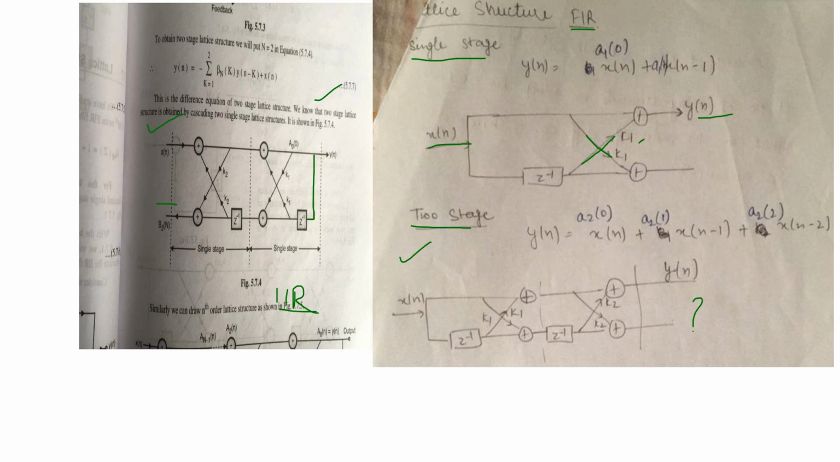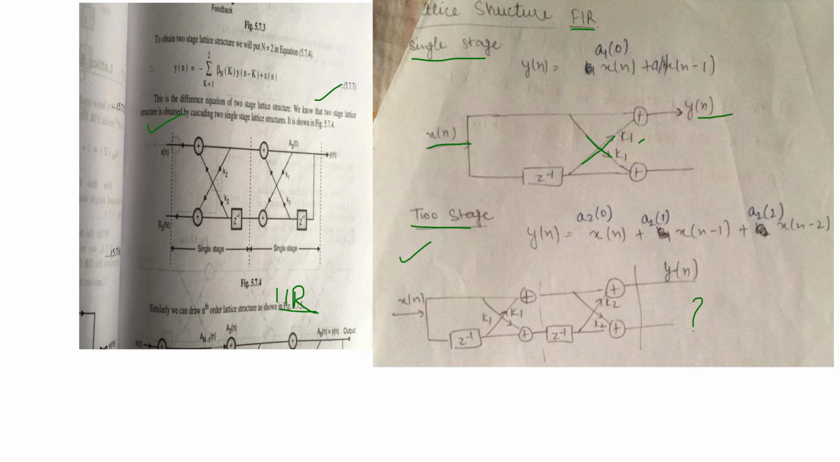Second, see the direction of arrows. In case of FIR, the arrows will move from input to the output. Means first you have to draw the input stage, then K1 arrow, then delay, then K2 arrow. But in IIR the arrow direction is reverse. It is going from output side to the input side. But in case of FIR filter, the direction of arrows is from input side to the output side. These are the two differences between lattice structure of FIR filter and IIR filter.